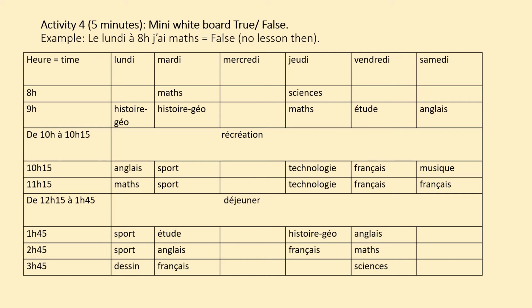So I'll give you the example. Let's go through that together. So the example, le lundi à 8 heures, j'ai maths. Okay. So le lundi à 8 heures, j'ai maths. Well, false. There's no lesson then. So that is false. So you'd write F for false there. Okay. Let's go through the next one.